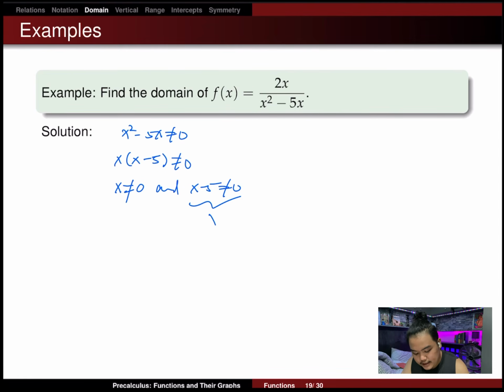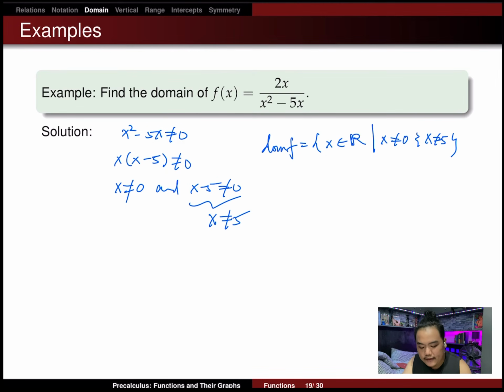Or what this means is x is not equal to 5. So, the domain of f is the set of real numbers such that you remove 0 and 5. X is not 0 and x is not 5. Or if you want a fancier way of writing it, the set of real numbers, you take away, this means take away the slanted line, the set containing 0 and 5. So, any of the two answers is acceptable.